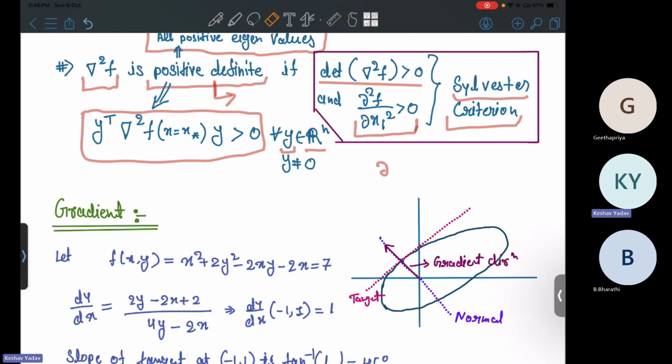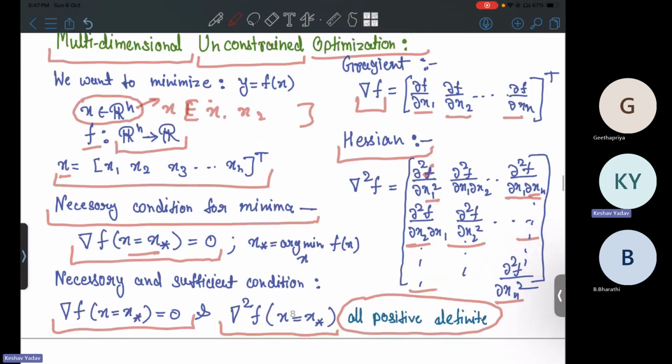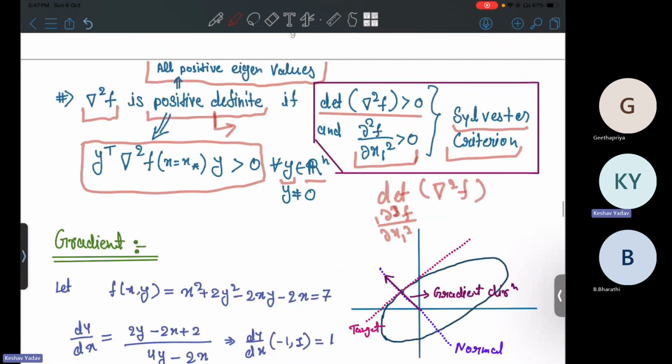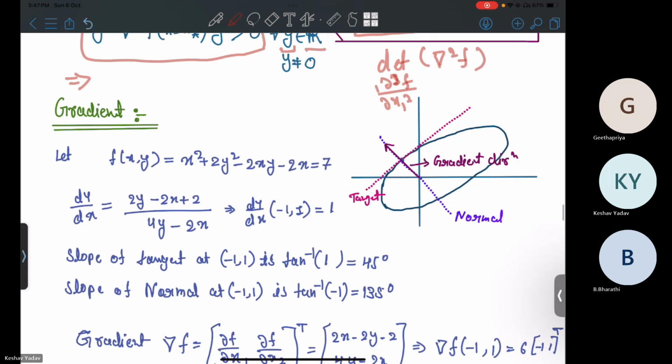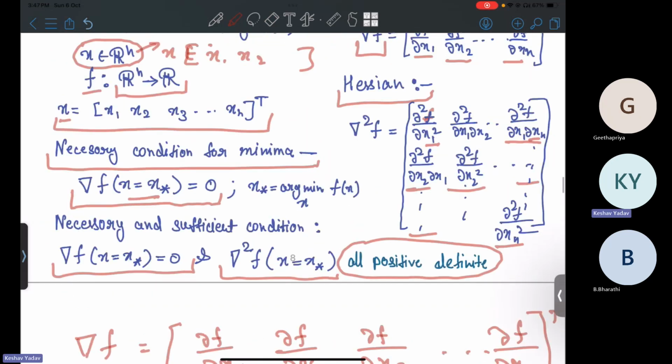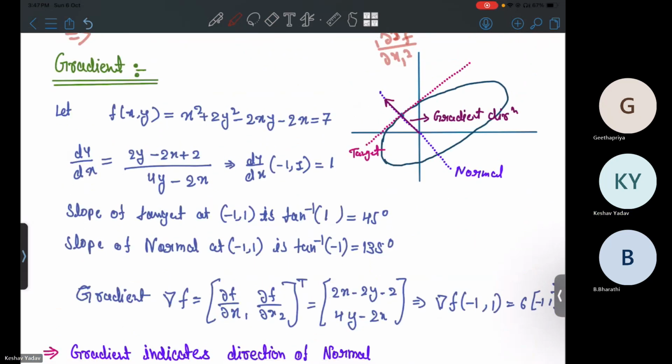So I need to check the determinant and the first element. The first element is del 2 f upon del x1 square, and the determinant of the Hessian. These two I need to check. If these two conditions are satisfied, then I can solve the multi-dimensional unconstrained optimization problem using the analytical method. This is analytical only. Now we have come to a term, the gradient.